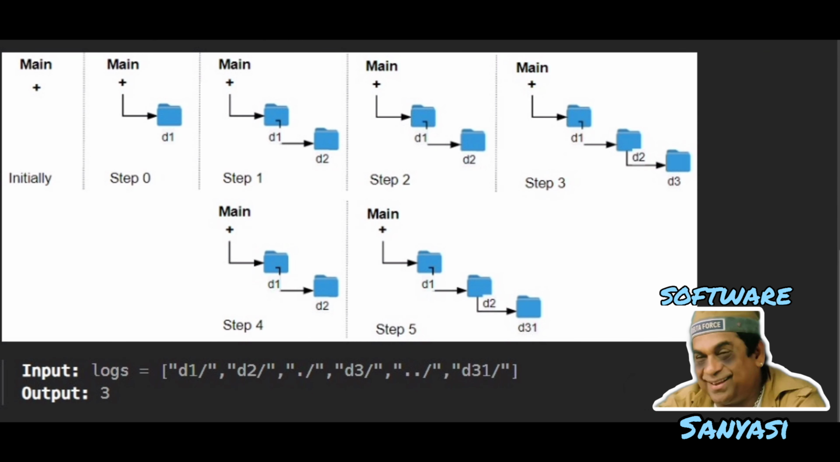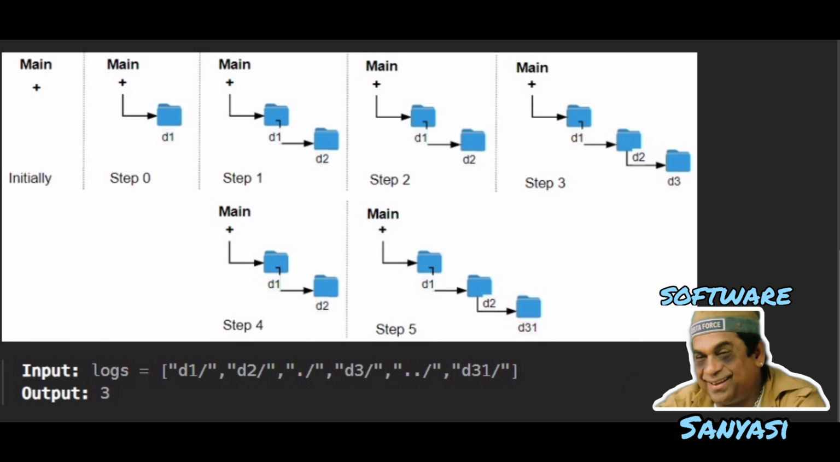Input logs equals d1/, d2/, ../, d3/, ../, d31/. Output 3. Explanation. Start in the main folder. Move to child folder d1. Move to child folder d2. Stay in the same folder, d2. Move to child folder d3. Move to the parent folder, back to d2. Move to child folder d31.